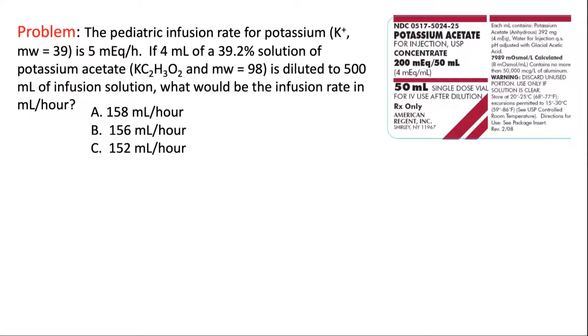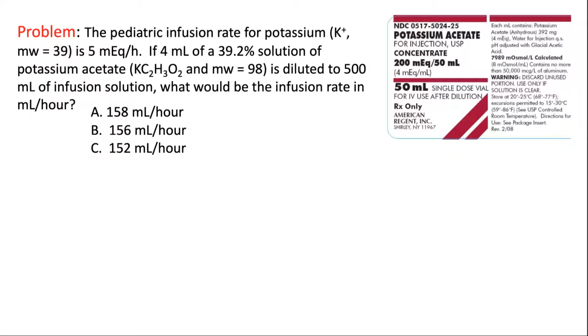Okay, so now we got to know, what is our source of potassium? Well, it's this potassium acetate, and we're going to use 4 milliliters of this 39.2%, and again, assumed to be weight per volume solution of potassium acetate, and I give you the formula and the molecular weight of 98. So 4 milliliters of 39.2% solution is diluted to a total volume of 500 milliliters. So that's our solution. 500 milliliter solution. Within that contains 4 milliliters of a 39.2% concentration.